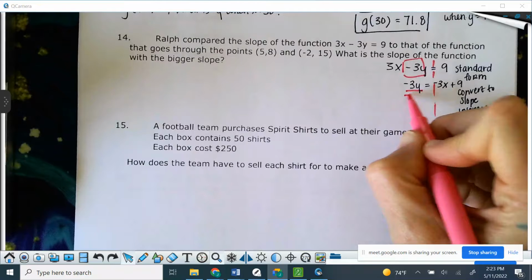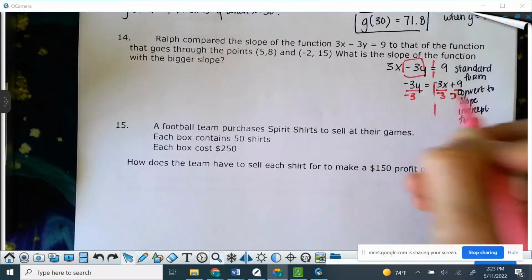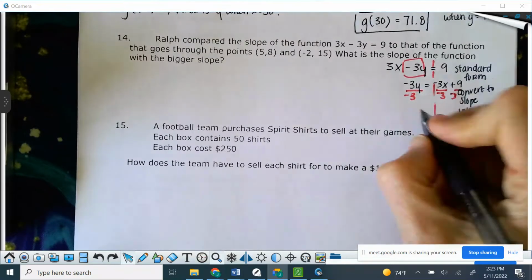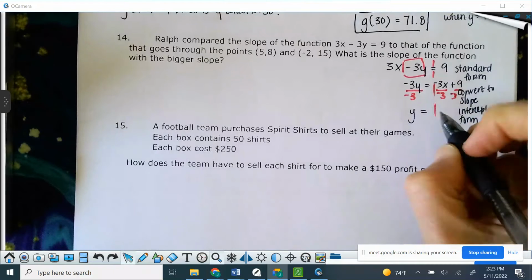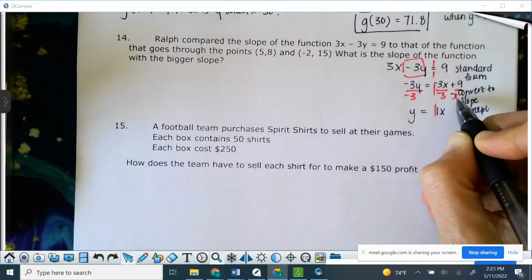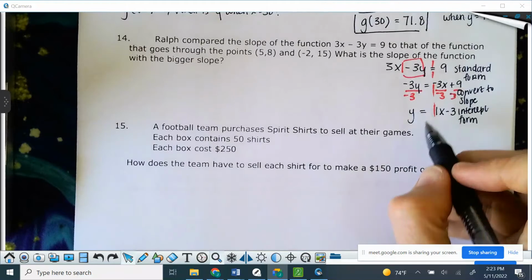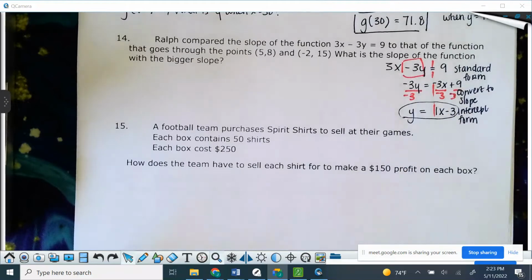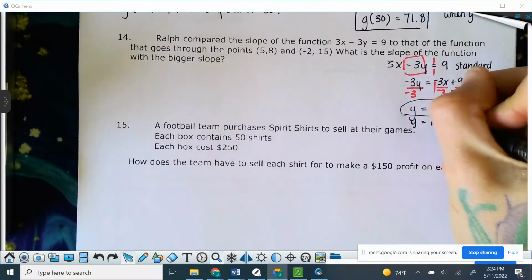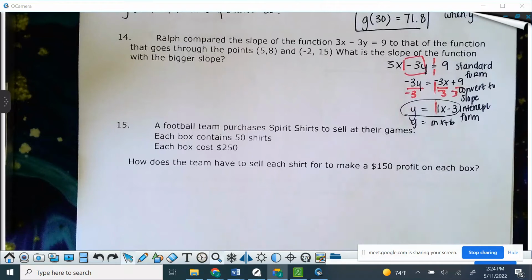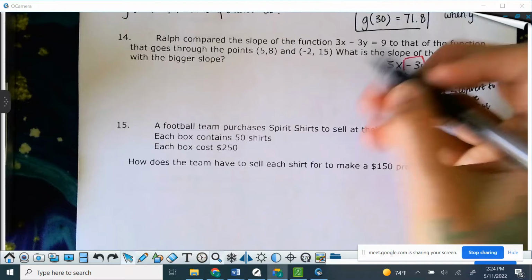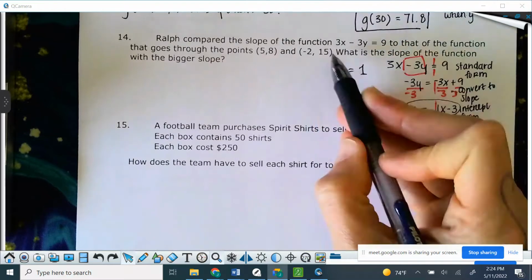I'm going to divide by -3 all the way through. And that's going to give me y equals... -3 divided by -3 is a +1. 9 divided by -3 is going to give me a -3. Sorry, I ran all into my words. So looking at this slope-intercept form, what is the slope? What is the m value in y equals mx plus b in this case? You guys tell me. Yeah, exactly. So m equals 1 for our function that's an equation.